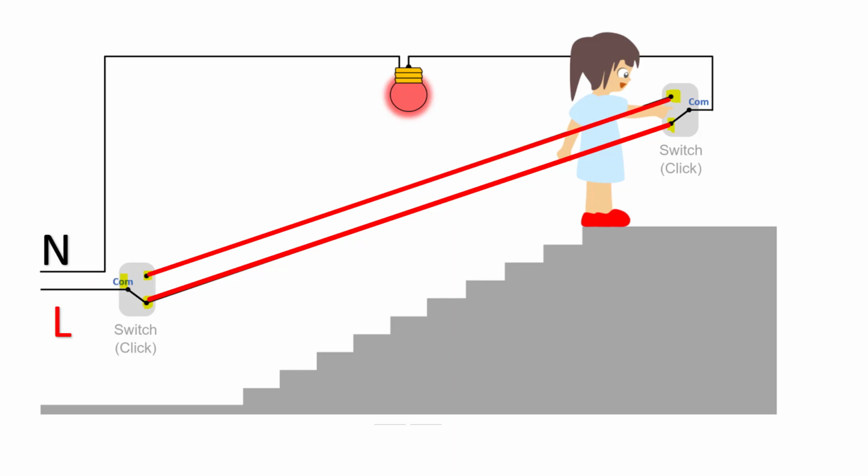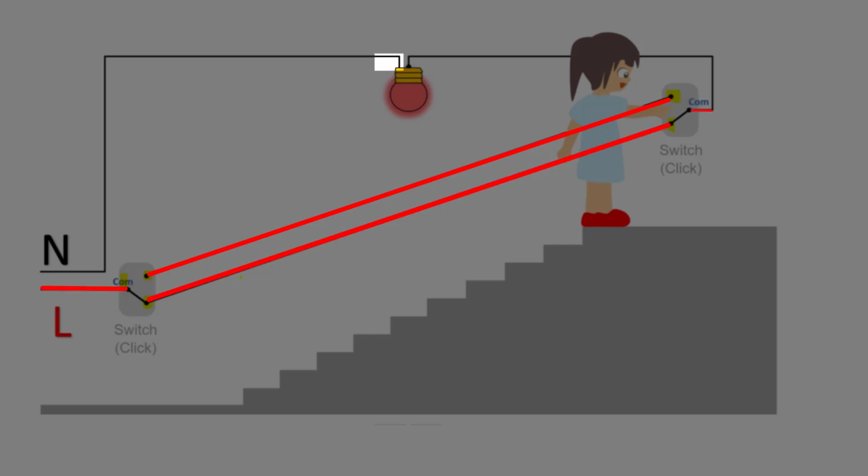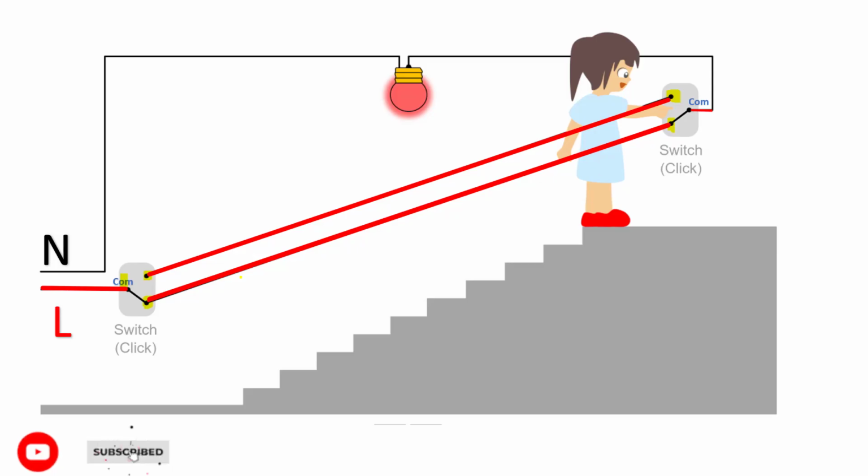And we connect the common terminal of the first switch with the line. And connect the common terminal of the second switch to the bulb. And connect the bulb's second terminal with the neutral terminal. With this, we have completed the circuit.